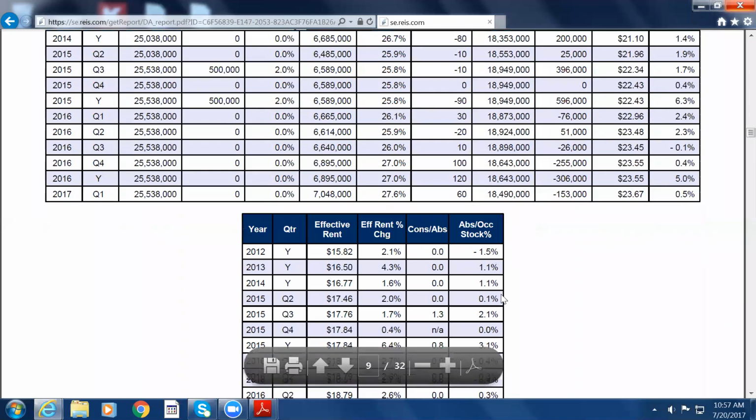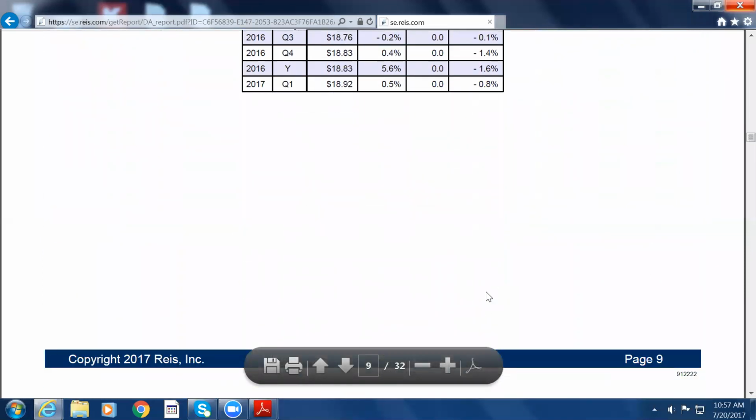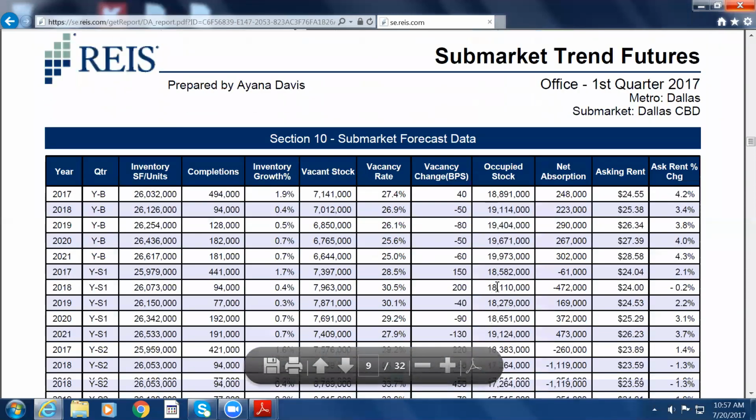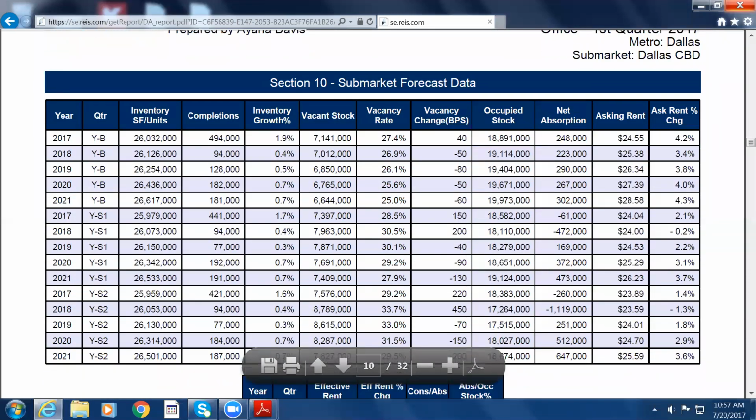Effective rents have gone up as well. Maybe landlords offering more concessions to get people in the door. And then the forecasting. Okay, so a little bit more of a better story here. It looks like we expect that vacancy rate to go down by a bit. But again, a lot of new completions expected within this submarket. Seems like it will be very busy in the CBD for the next couple of years.